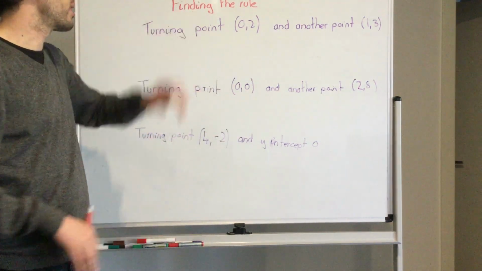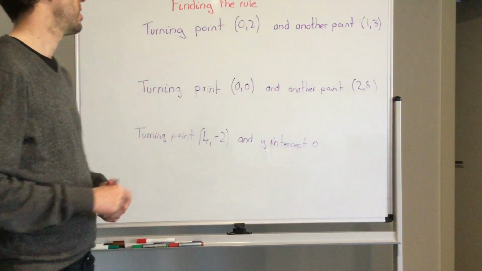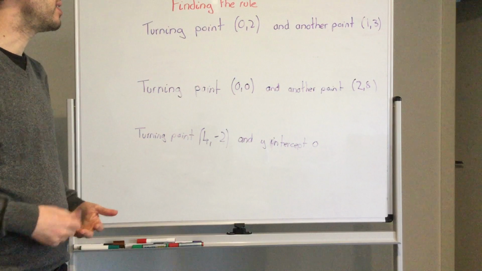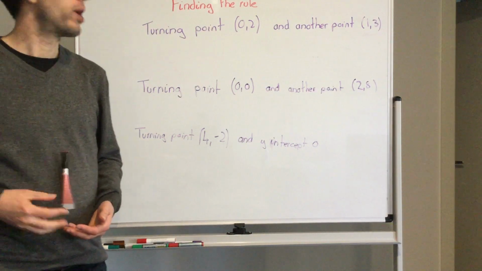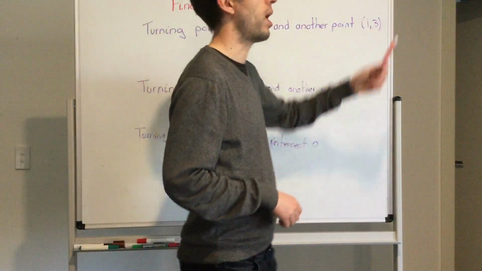So we are going to be looking at finding the rule of our quadratic. We know the turning point here is (0, 2), and another point is going through (1, 3). So x is 1 and y is 3.